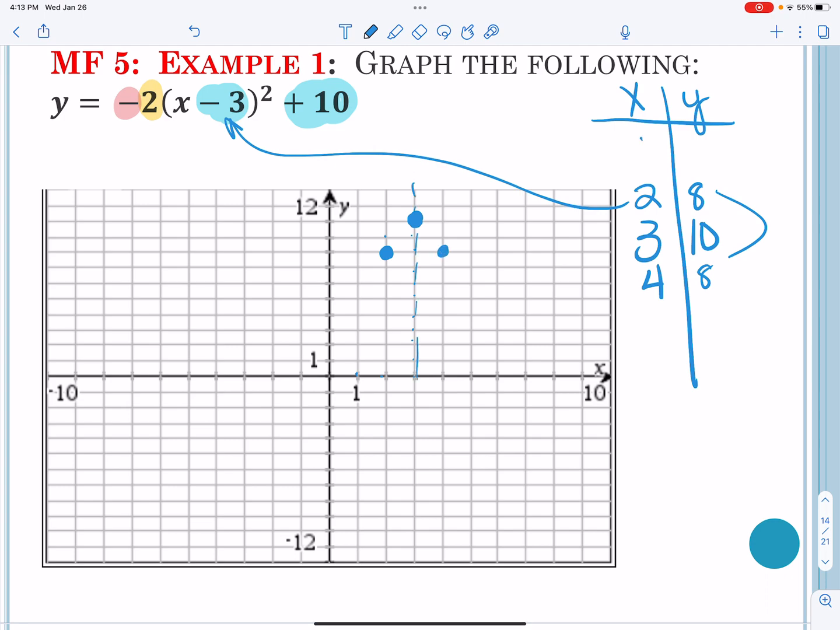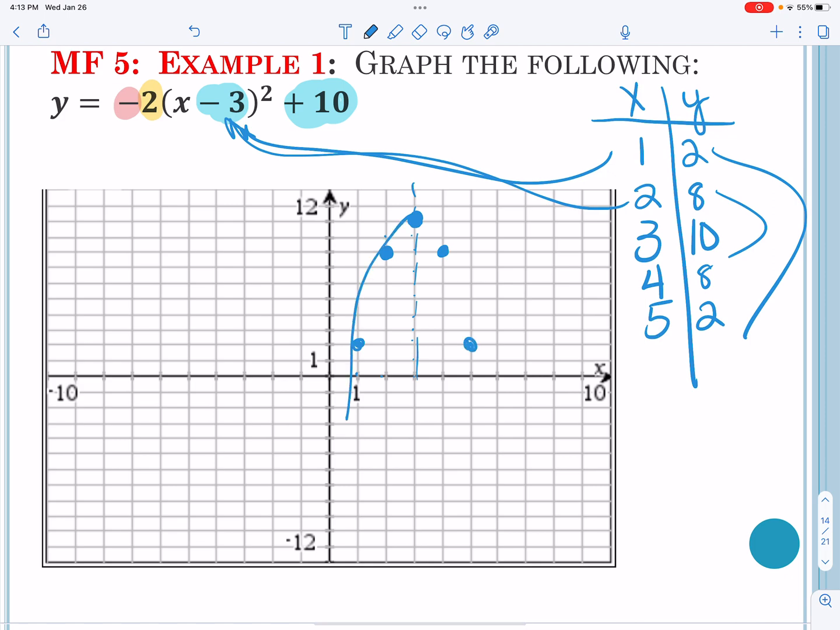So if I wanted 5 points, I don't have to do 1 and 5. I could just plug the 1 in. That's a negative 2. Negative 2 squared is 4. 4 times a negative 2 is a negative 8. Negative 8 plus 10 is 2. So I know those answers are going to be the same. So my parabola looks like this.